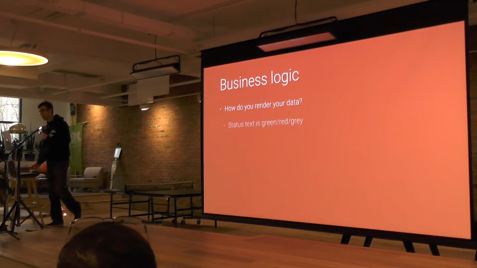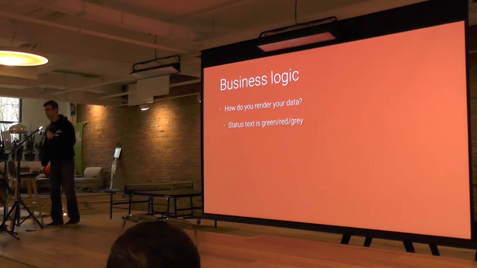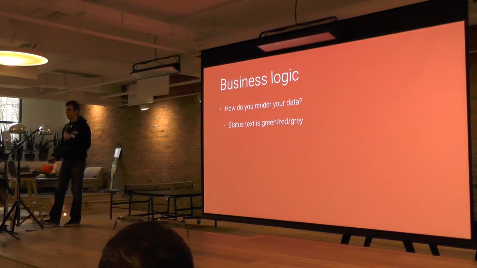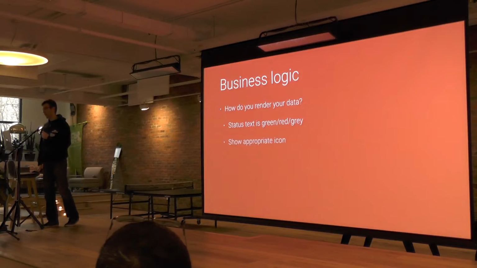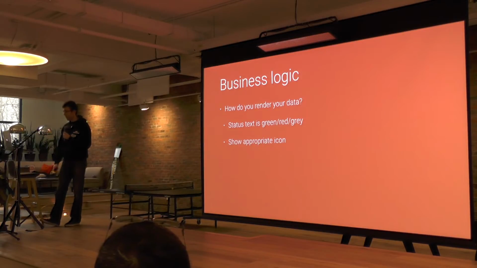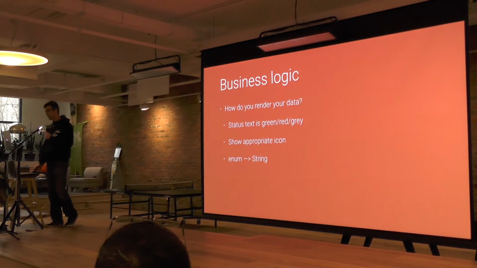How do you render your data? So maybe you have some text on the screen that can be green, can be red, can be gray. What determines what color it is? Show an appropriate icon depending on the state of something. You probably map an enum to a string somewhere.